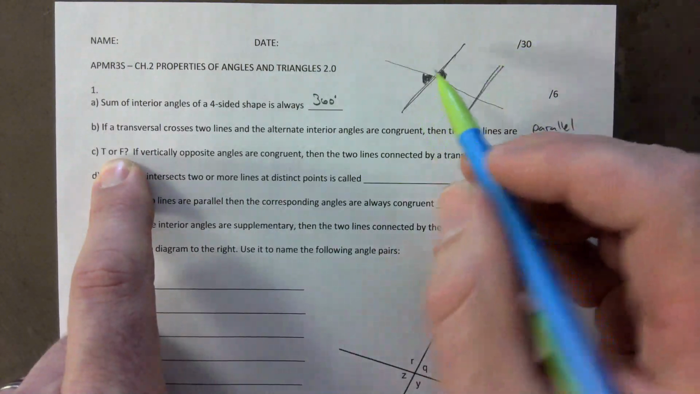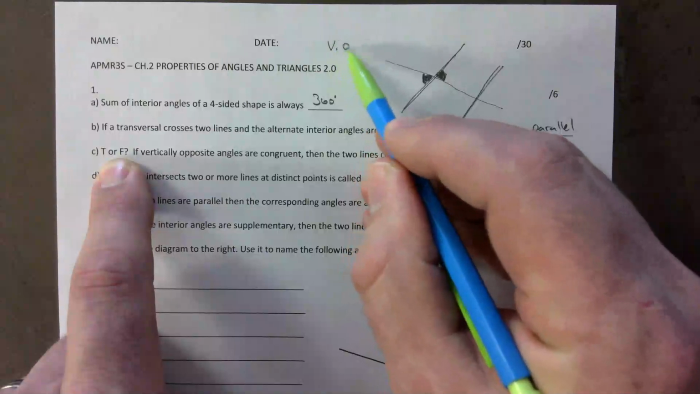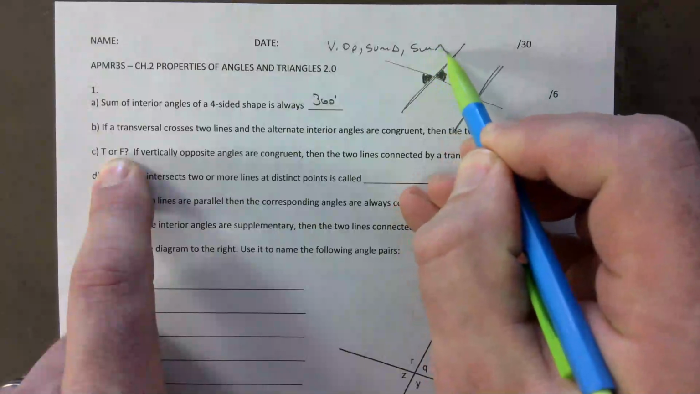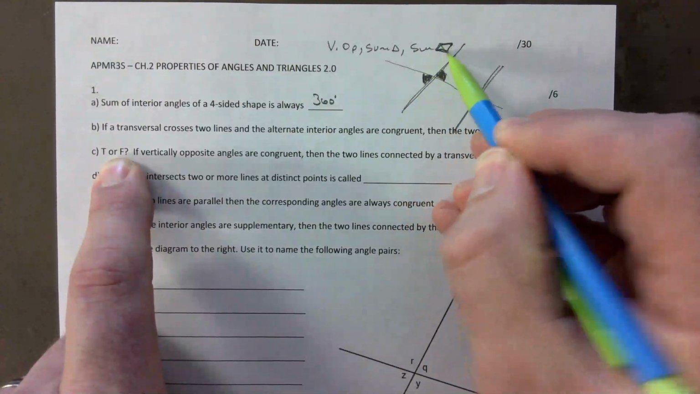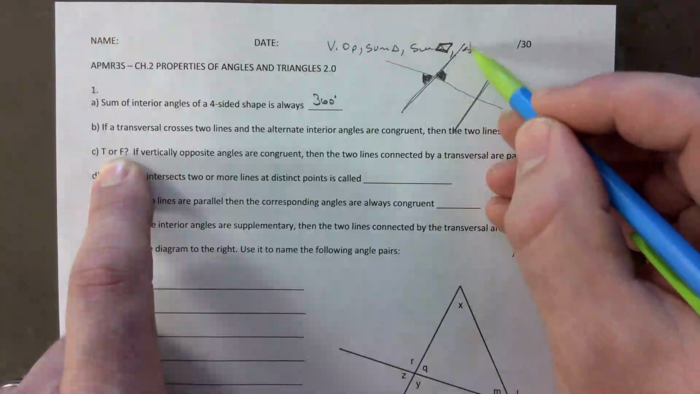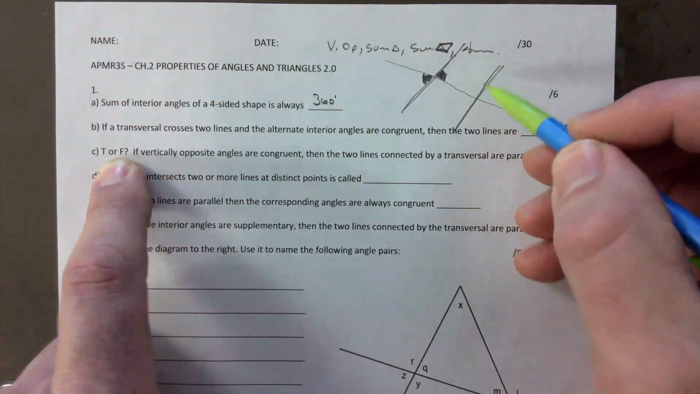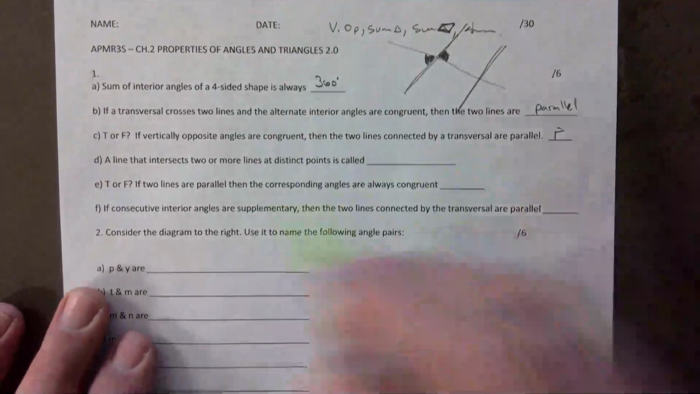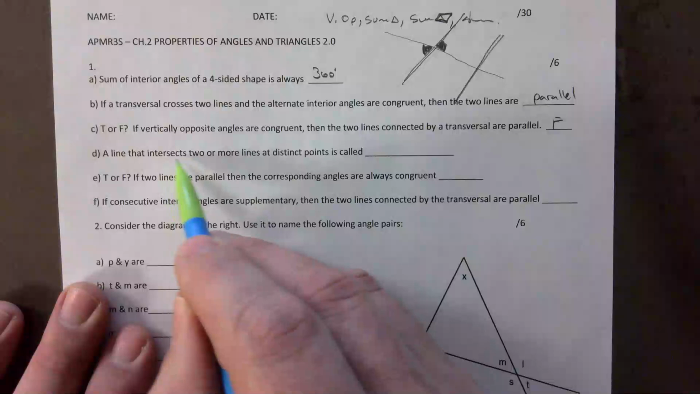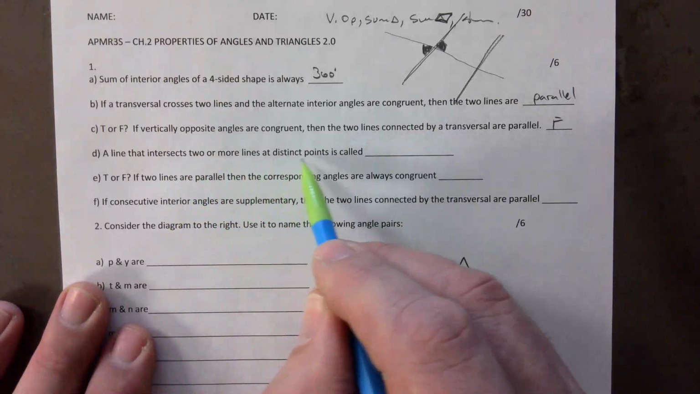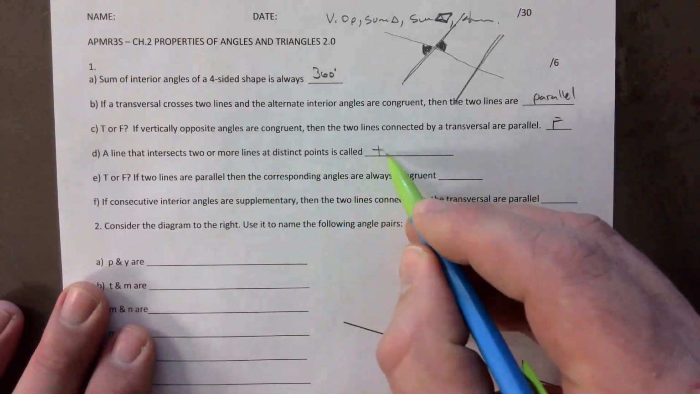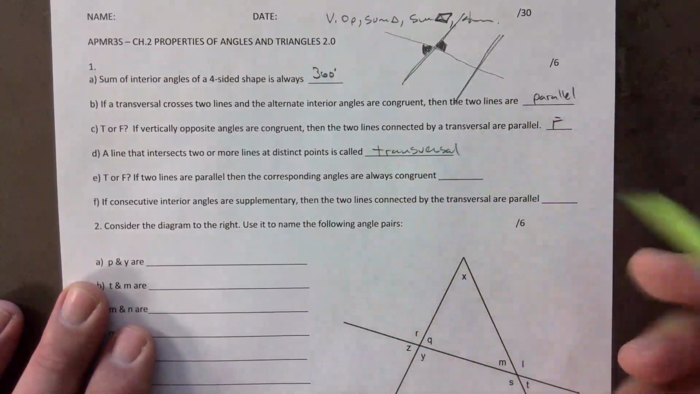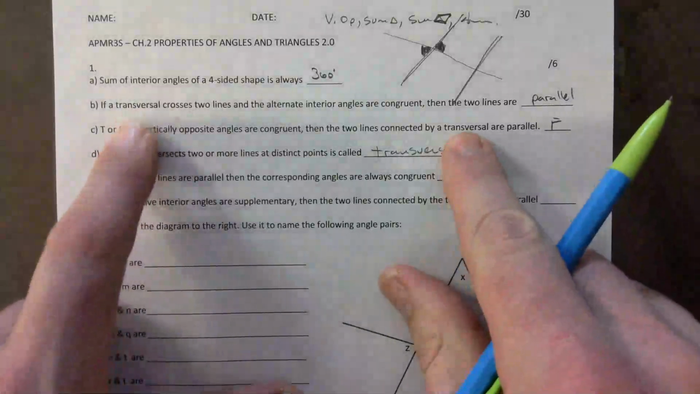So I remember telling you, the vertically opposite, the sum of triangle, the sum of four-sided, this is not four-sided, that is four-sided, and straight angle, all of those cannot be used to prove lines are parallel. Okay, so that's a false. A line that intersects two or more lines at distinct points is called a transversal. And you had lots of hints here, right? That came up already before.